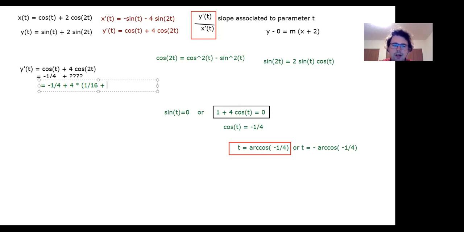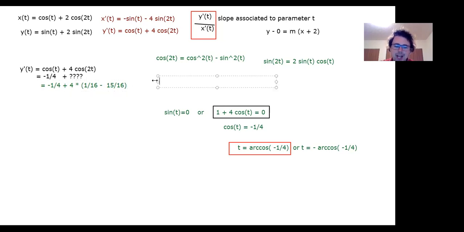Okay, that's looking good. Now I have to calculate what is sine squared of t. Let's think about it. Cosine squared plus sine squared are always equal to 1. What is the number plus this fraction that makes 1? This must be the number 15 divided by 16.